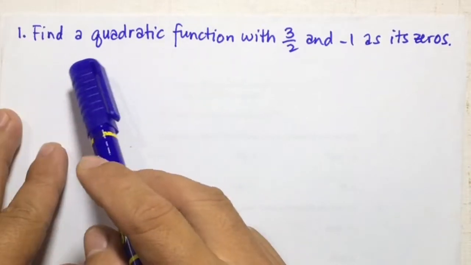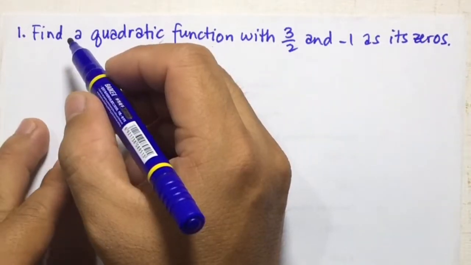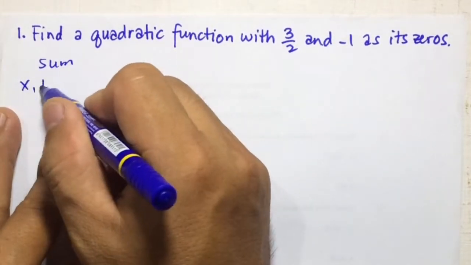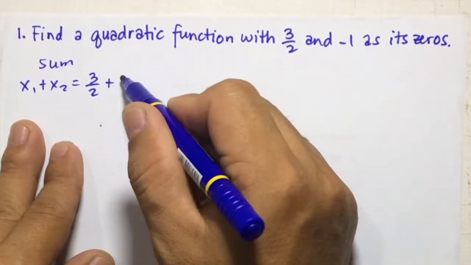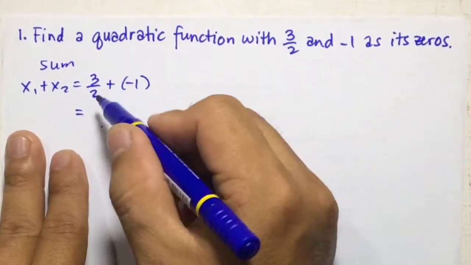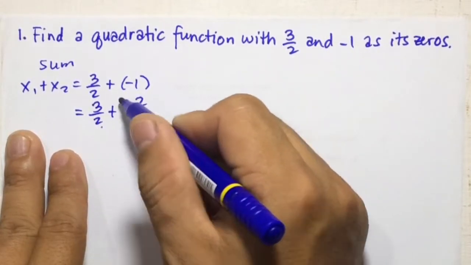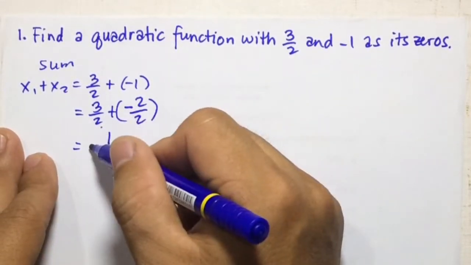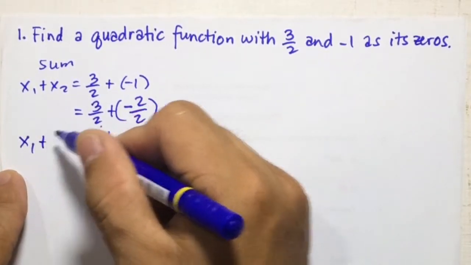Example number 1, find a quadratic function with 3 halves and negative 1 as its zeros. So we're going to find the sum first. Sum will be x1 plus x2. It will be equal to 3 halves plus negative 1. Now in here we can express negative 1 as negative 2 over 2. So we can have this as 3 halves plus negative 2 over 2. So 3 minus 2, that will be 1. Then we'll just copy the denominator 2. So the sum will be 1 half.